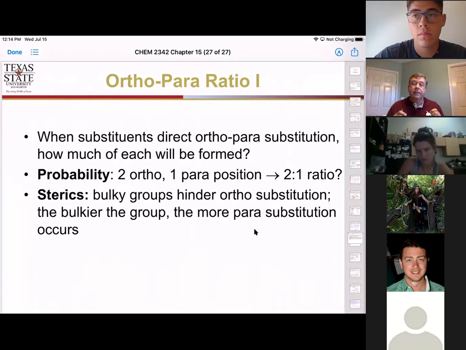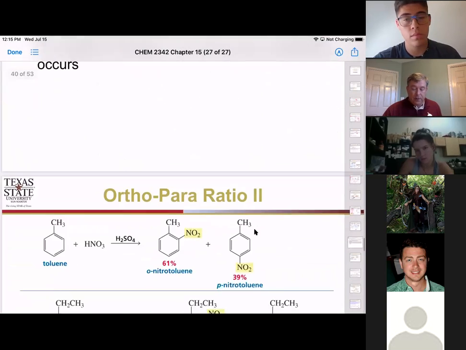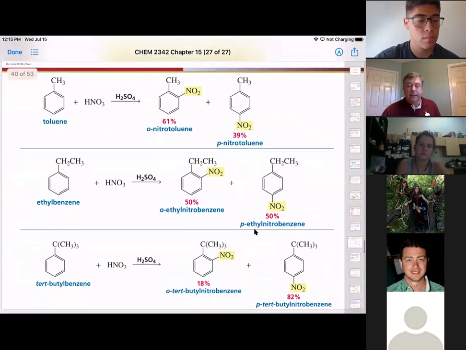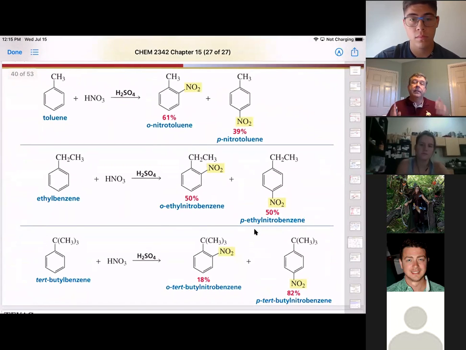However, at some point, sterics of the group that's already substituted there will start to take hold. So our product ratio will change based on the size of that group on the benzene ring. Okay. So let's take something nice and small, and then we start increasing it and decreasing it, okay? So let's take toluene, okay? It's just that methyl group there.